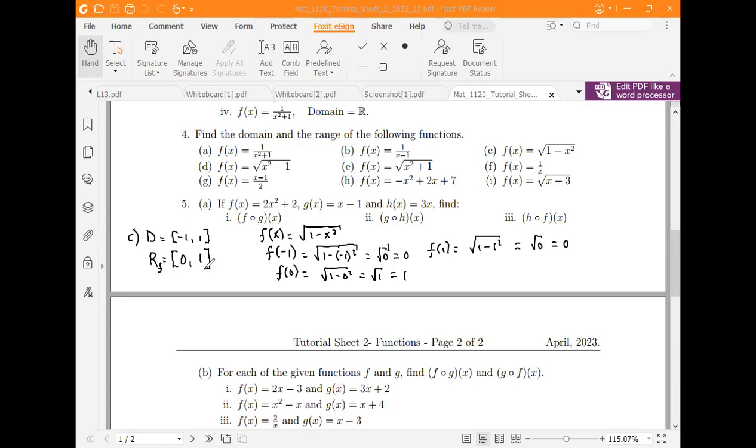If you were asked to sketch this function, it will appear like this. -1, +1. When you substitute -1, we get 0. We substitute 1, we get 0. We substitute 0, we get 1. So it will appear like this. So the range, we only have values from 0 all the way up to 1.